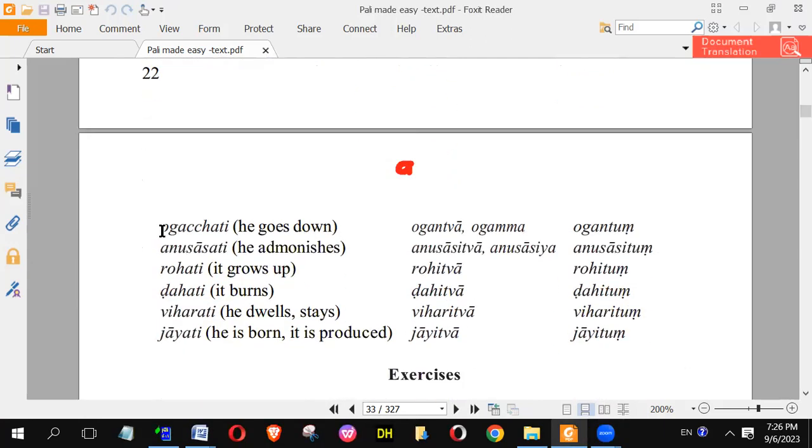Now, O, right? So O means down. You see the meaning down. Like just now, Yudi, ud is up. So this is down. He goes down. Gum. Okay. You can see the root here already. Gum, right? O gachati goes down, or O gantua, or O gamma.